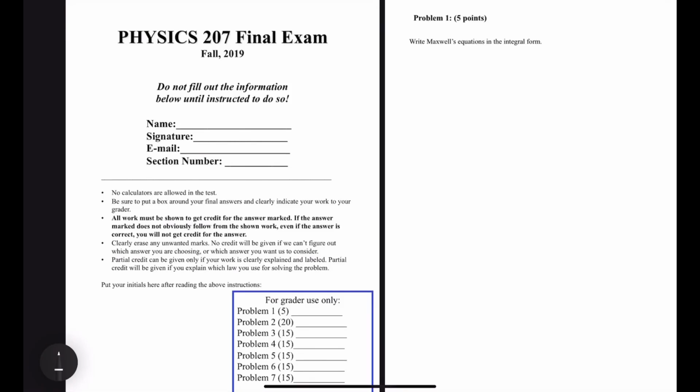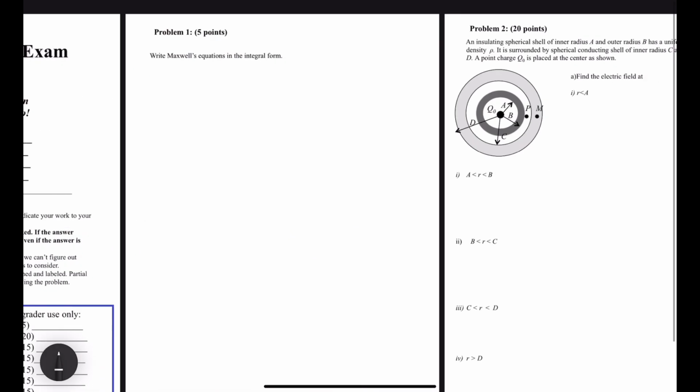Howdy. Today I'll be solving the final exam for Physics 207 from 2019 to hopefully help prepare for the upcoming final. So let's get started.